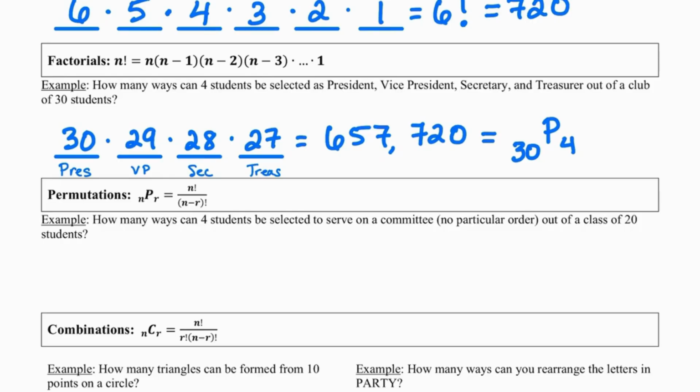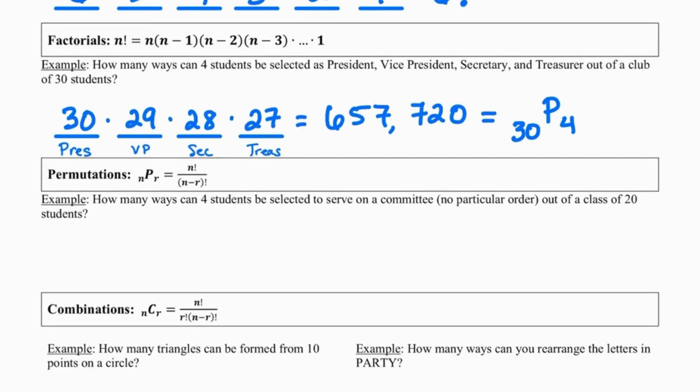So how do you know if it's a permutation? I like to say that permutations are precise because they both start with the P. That means that you have to put things in very specific spots, just like the first question.